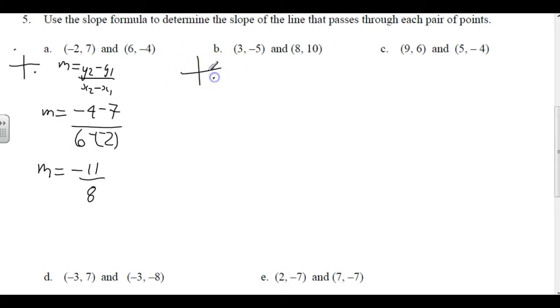3, negative 5, 8, 10. I think we're looking at a positive line here.